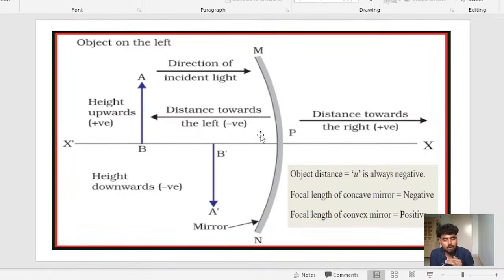If the image is formed at the top, it will be positive. If the image is formed downwards, it will be negative.